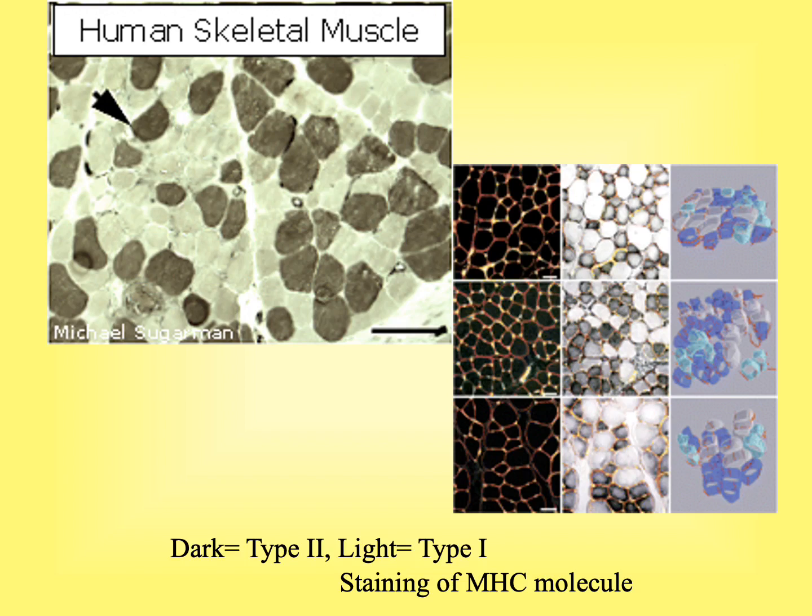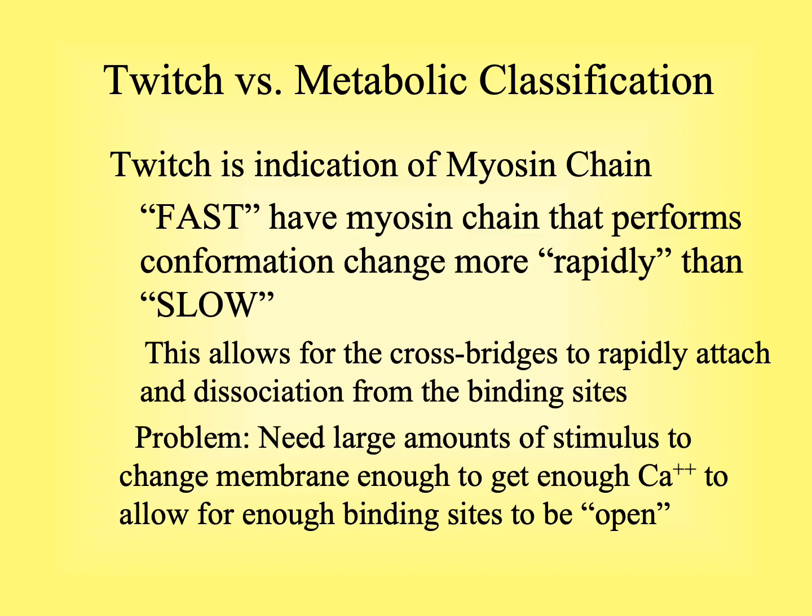For most individuals, you have about 2/3 type 1 and about 1/3 type 2. Now, based on cross-sectional area of the muscle, as you train, you can change the proportionality of the fibers. However, you do not change fiber types.